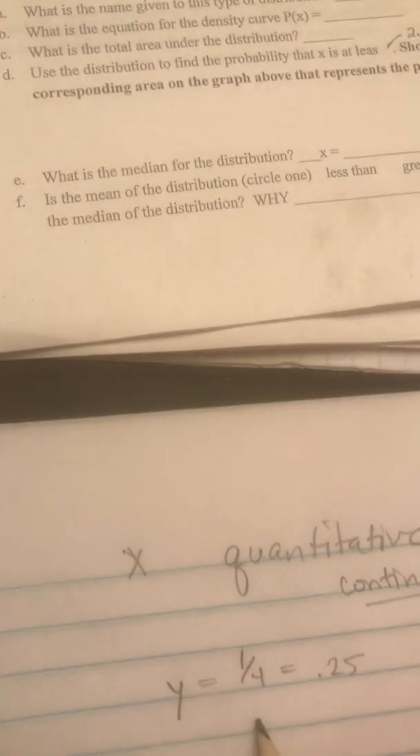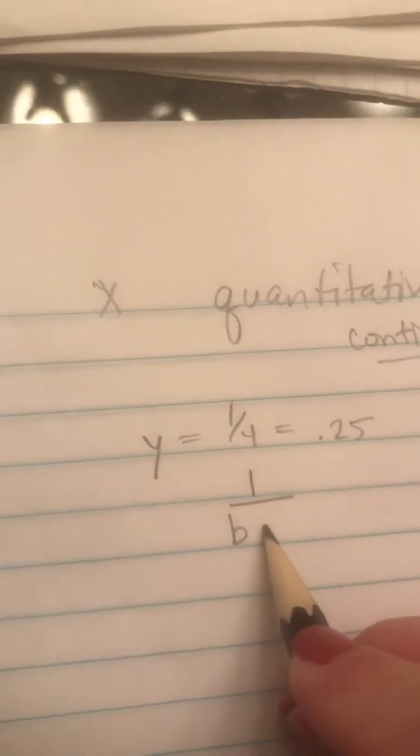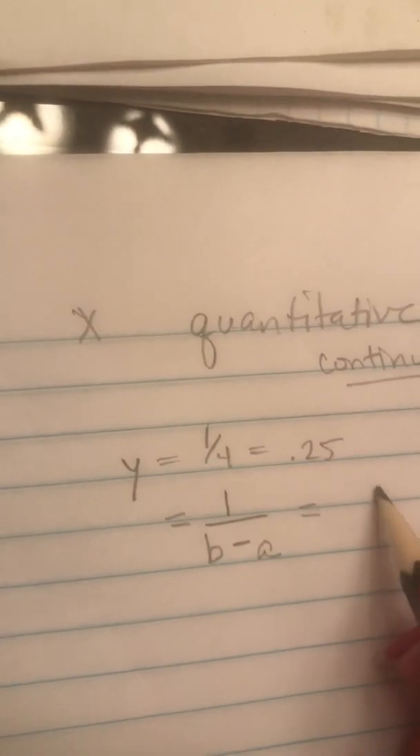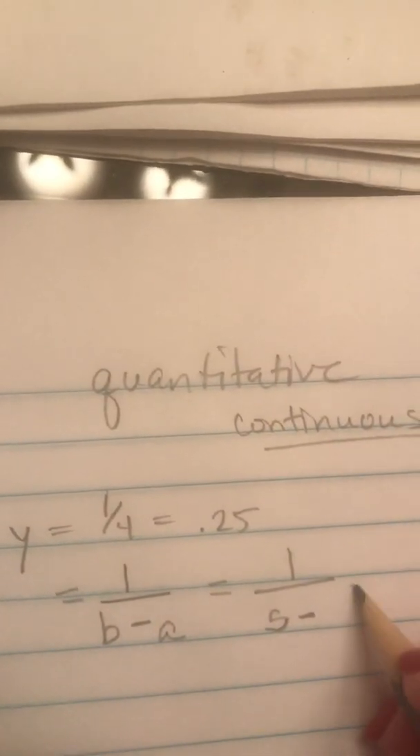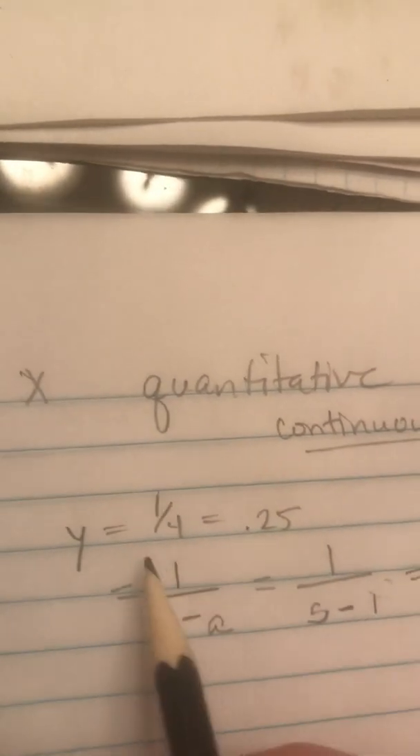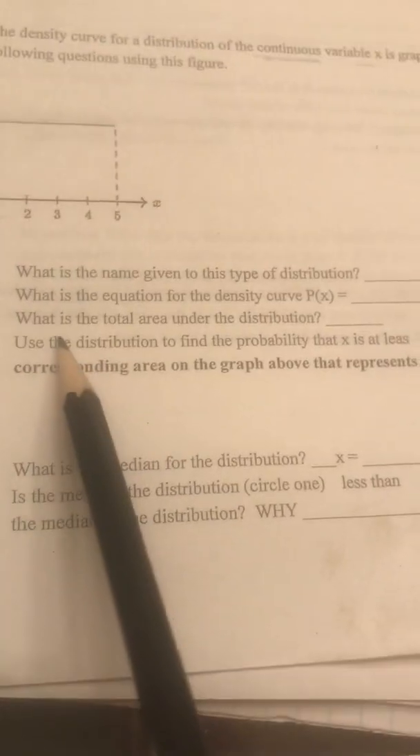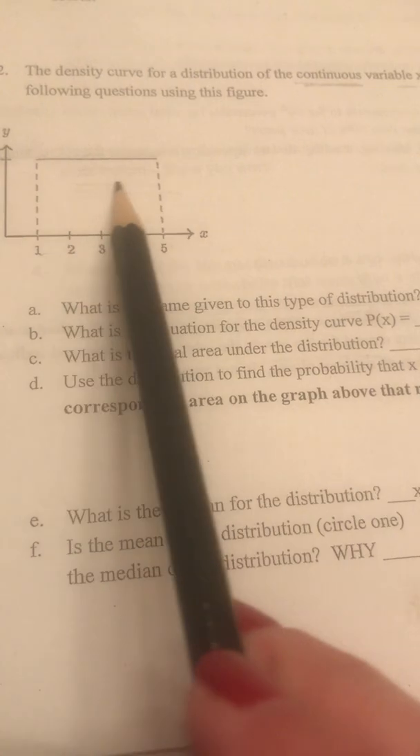Notice if it's uniform, you can take 1 over the maximum value, which I'll call b, minus a. In this case, the maximum value was 5 and the minimum value was 1. So 1 over 5 minus 1, again, 1/4. So that is the equation of the density curve. We can find probability. What's the total area under the distribution curve? The total area underneath this density curve is 1.